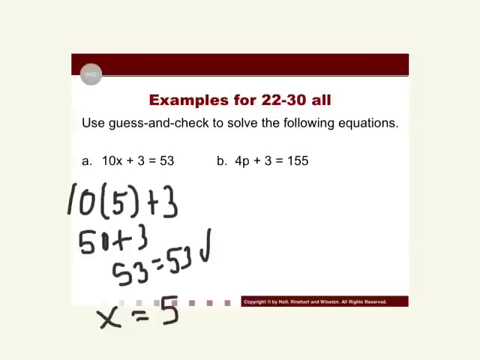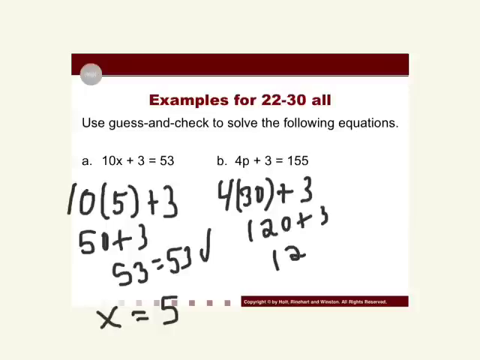Now, we know there are other ways to solve that equation, but we want you to use this guess and check method. So letter B is a little more difficult because you have a larger number to deal with. I'm just going to try 30 right away, because I know 4 times 30 is a pretty big number. I do that and I get 120 plus 3 is 123. Well, I need it to be 155, and that does not equal 155, so I'm going to have to try again.